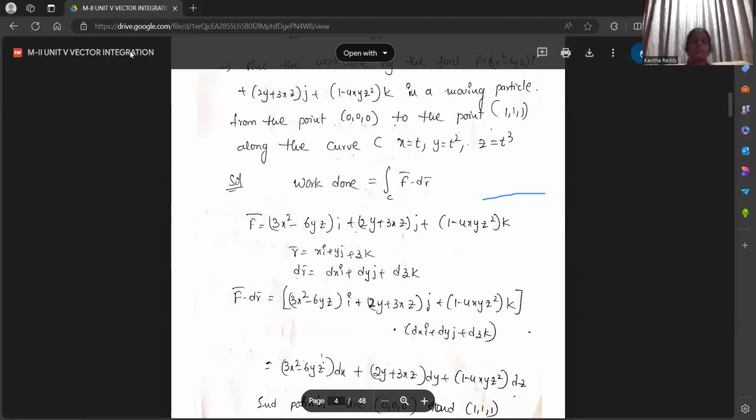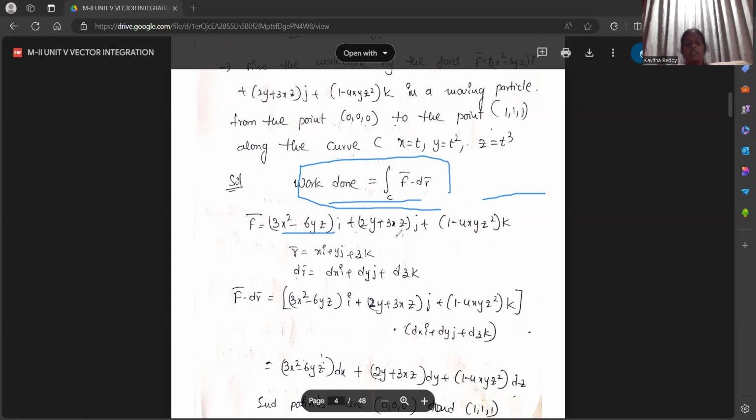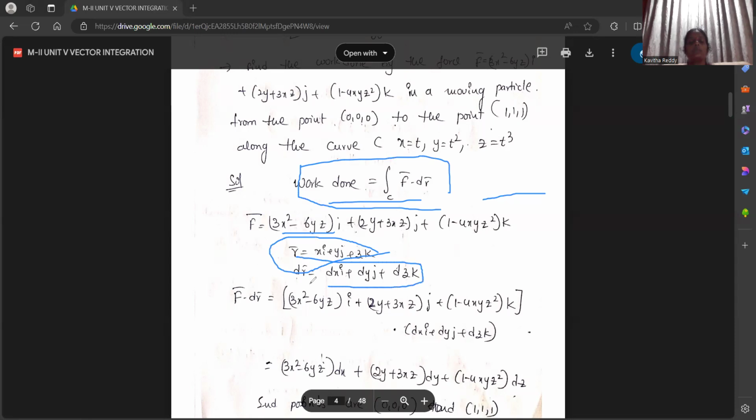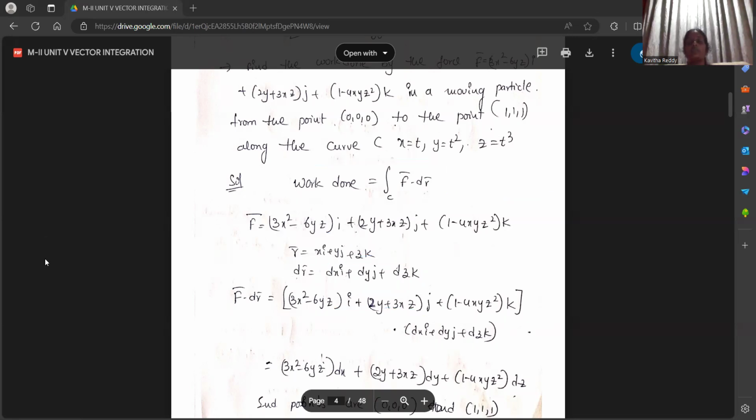First, the work done is given by the integral of F bar dot dr. F bar is (3x² minus 6yz) i plus (2y plus 3xz) j plus (1 minus 4xyz²) k. The position vector is r bar equals x i plus y j plus z k, so dr bar is dx i plus dy j plus dz k. For the dot product, i dot i is 1, j dot j is 1, and k dot k is 1.